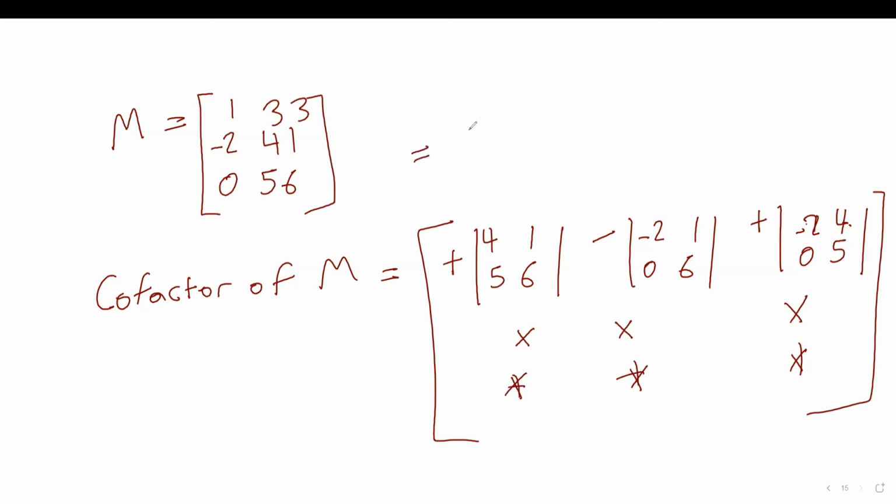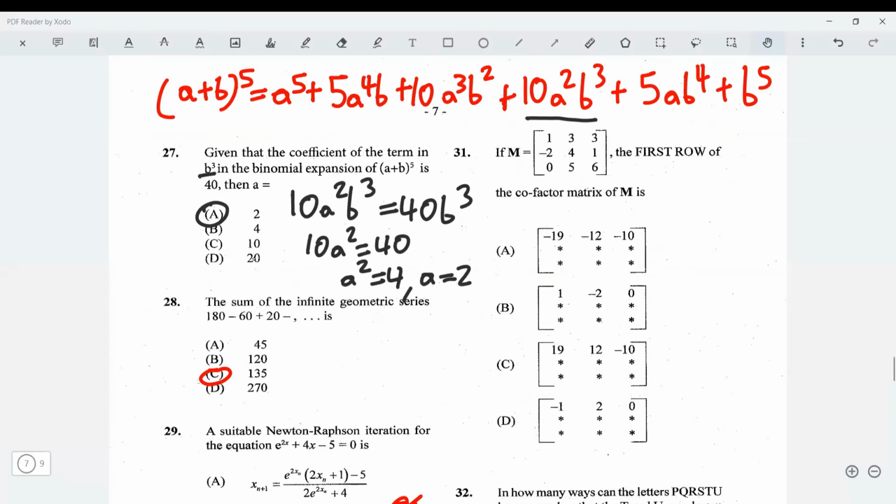Working out the cofactor, we're going to get 4 times 6 is 24. 24 minus 5 is 19. Now here, you're going to get minus 2 times 6 is minus 12. Minus minus 12 is positive 12. Then here, it is minus 10 minus 0, so this is just minus 10. So it's 19, 12, minus 10. That's the cofactor. 19, 12, minus 10. See it here, option C.